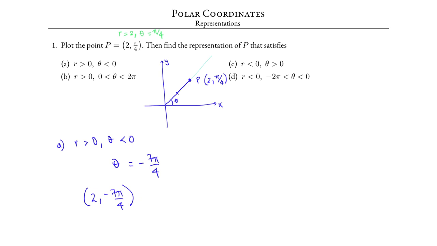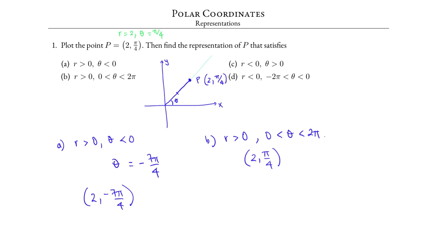We will start at the positive horizontal axis, go clockwise 7 pi over 4 to obtain a negative angle. Then from the origin, we would go out 2 units. We end up at the same final destination, P. To obtain another representation where the radial coordinate is positive and the angle is between 0 and 2 pi, well, this is the given point because r is positive and pi over 4 is an angle between 0 and 2 pi.